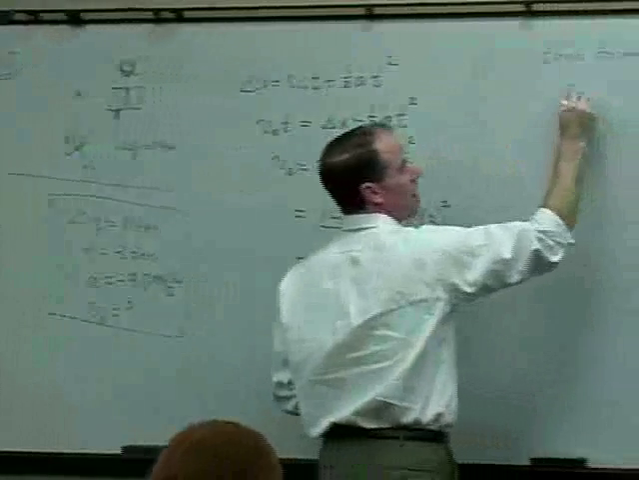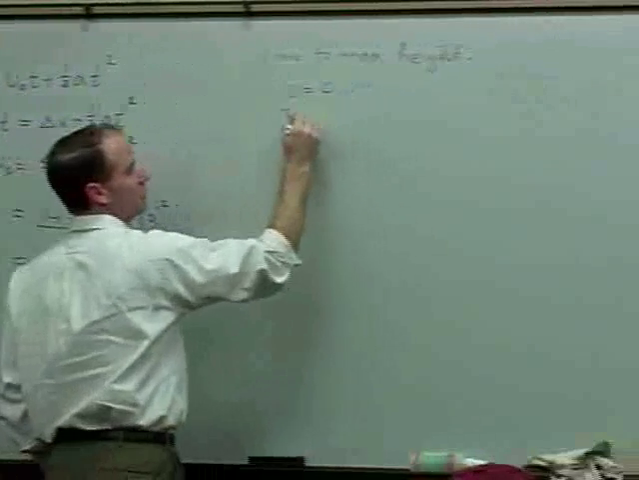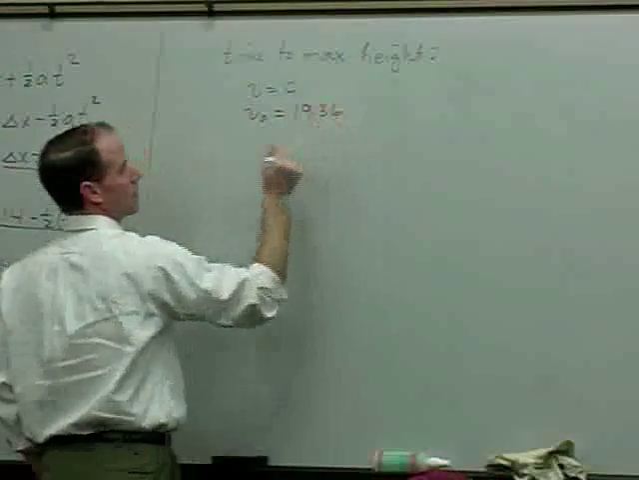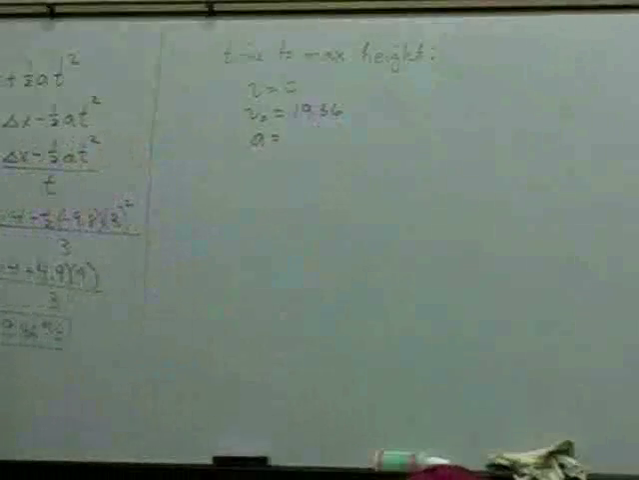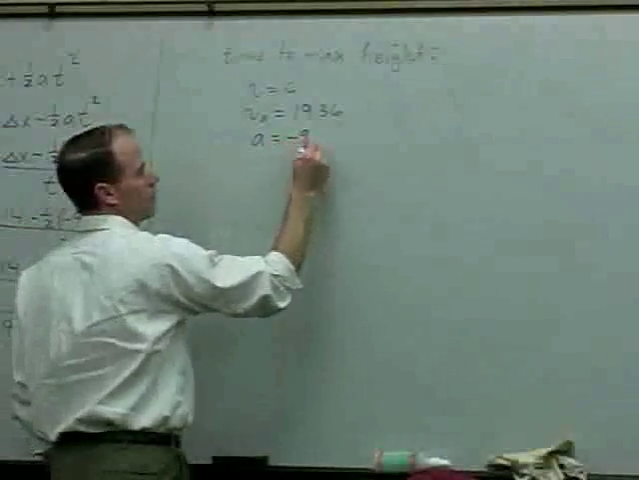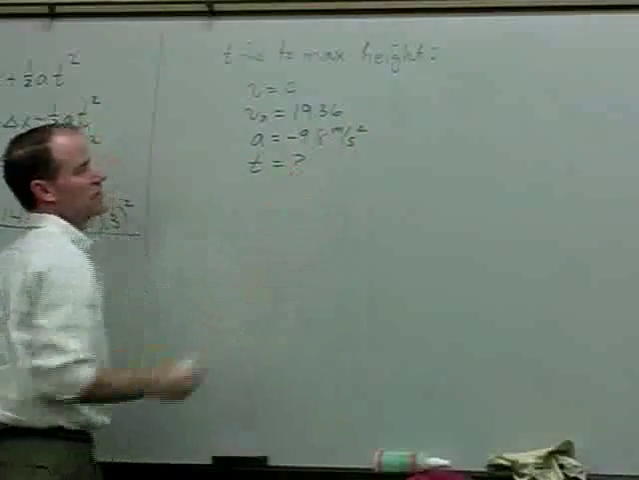Then we would say that our final velocity would have to be 0. Our initial velocity, which we just figured out, is 19.36. And acceleration would be negative 9.8. Negative, right? So what's the time to maximum height?